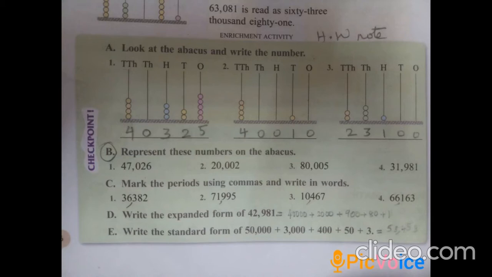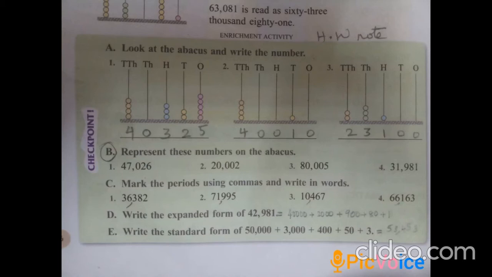The first question is, look at the abacus and write the number. Draw the abacus, write the place value system and write the number using your ruler. So draw neatly. In the first abacus they have given: ones place 5 beads, tens place 2 beads, hundreds place 3 beads, thousands place no beads at all, ten thousands place 4 beads. So the answer will be 40,325. Similarly, the second question and third question also we can do.